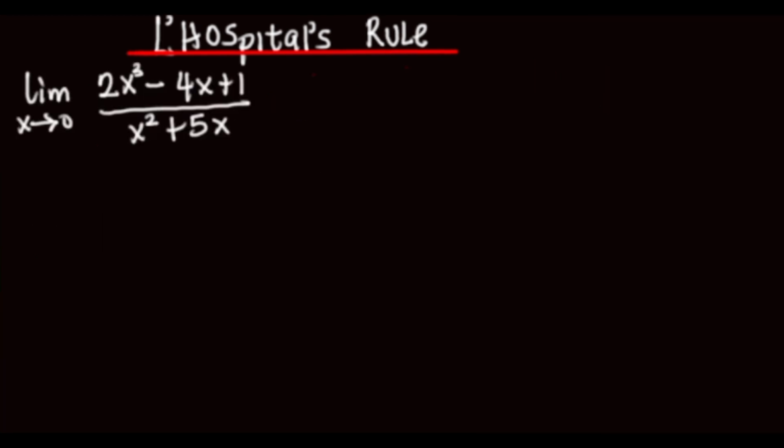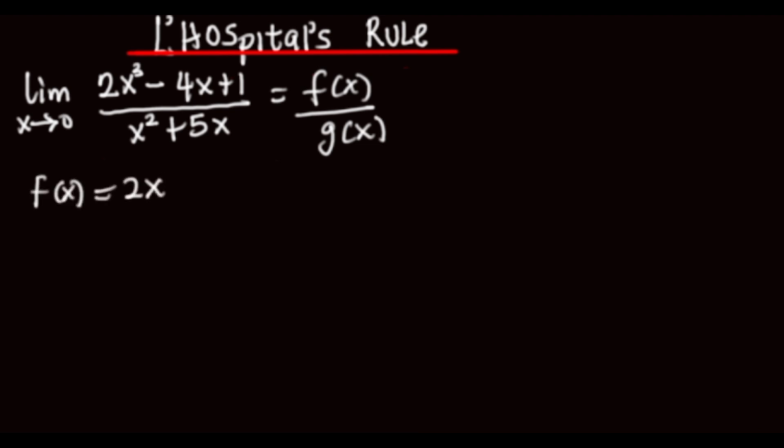Let's take a look at the first question I'm having here. I'm asked to find the limit of the function 2x to the power of 3 minus 4x plus 1 divided by x squared plus 5x using L'Hospital's rule. What it basically means is that this function, let me write it in this form, is f of x divided by g of x. My f of x represents 2x cubed minus 4x plus 1, while my g of x is going to be x squared plus 5x. That's what we have.